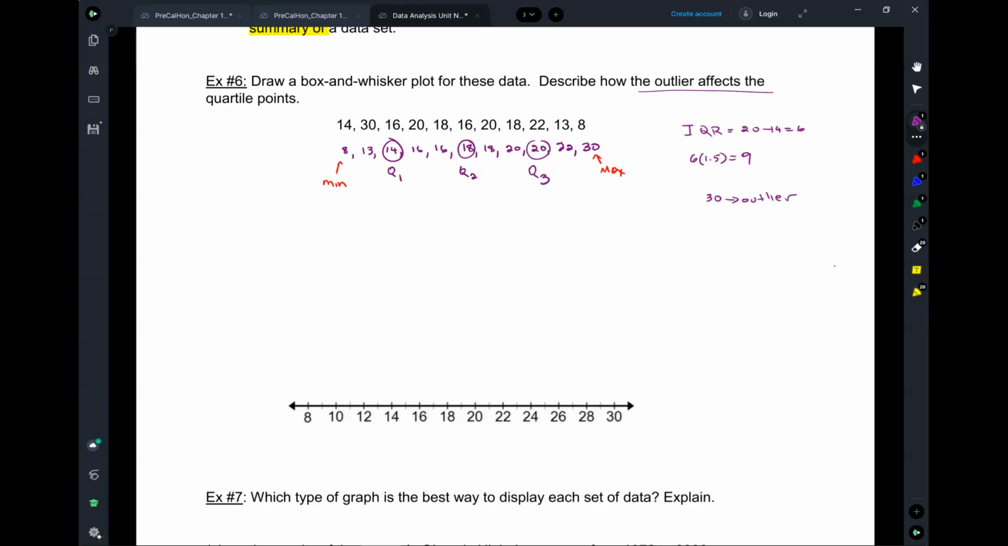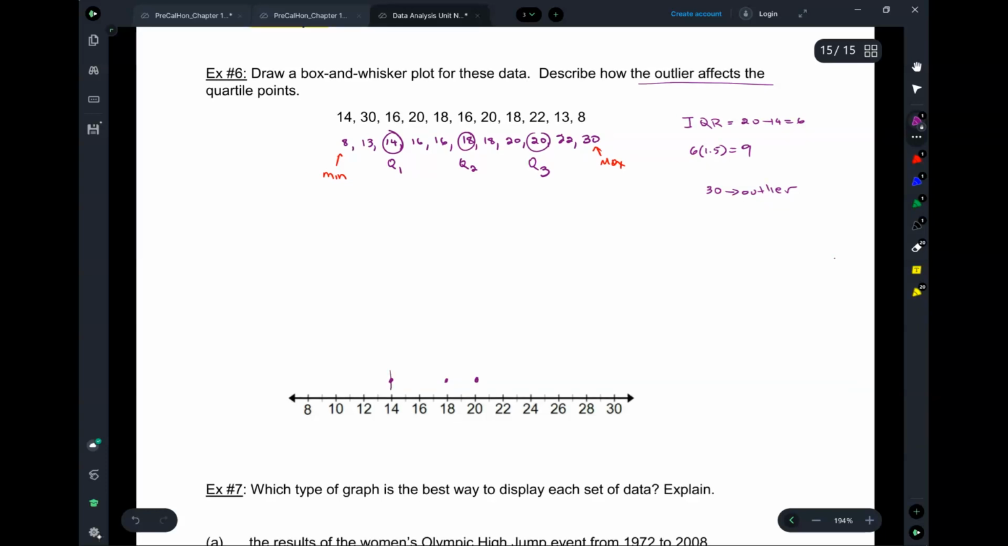Okay, so 14 is Q1, Q2 is 18, Q3 is 20. That's Q1, Q2, Q3. Now, I make a rectangle here, and I do a vertical line here. Okay, that's my box. Now, the minimum goes here, and on the other side, you have to put the maximum.